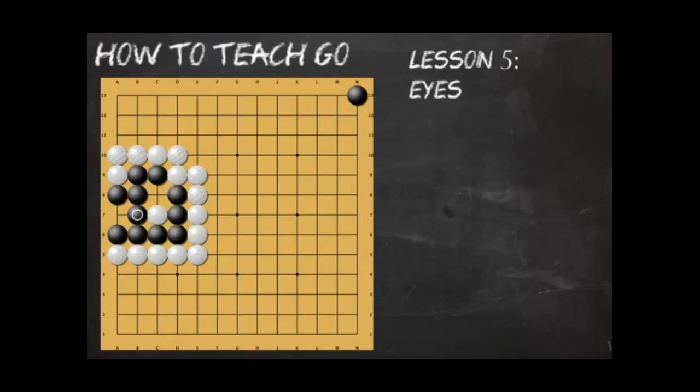All right, that is it for eyes. It's a little bit of a big lesson, and it is difficult and confusing, and one of the hardest things to teach is eyes. But don't worry about that. The thing we didn't go over was a Seki, and I would say don't go over a Seki until it comes up or until they ask about it in life and death problems.